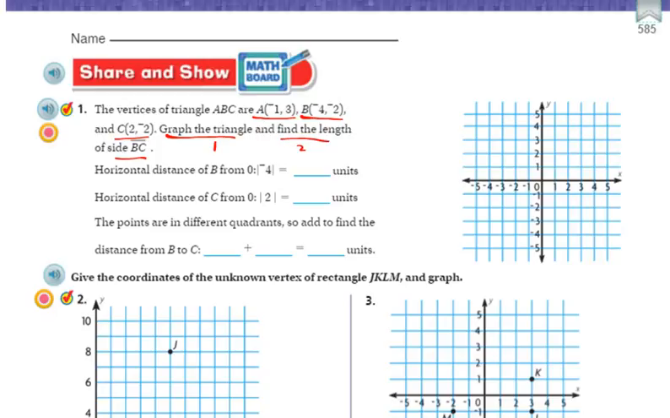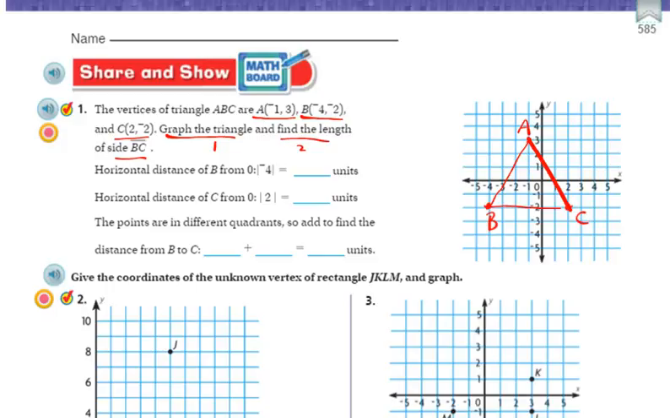Point A is 1 to the left, up 3. So there's your A. B is 4 to the left, down 2. There's your B. And C is 2 to the right, down 2. And that would be point C. Okay, so there is the graph of the points, and we are going to connect the dots to form my triangle. All right, looks good so far.